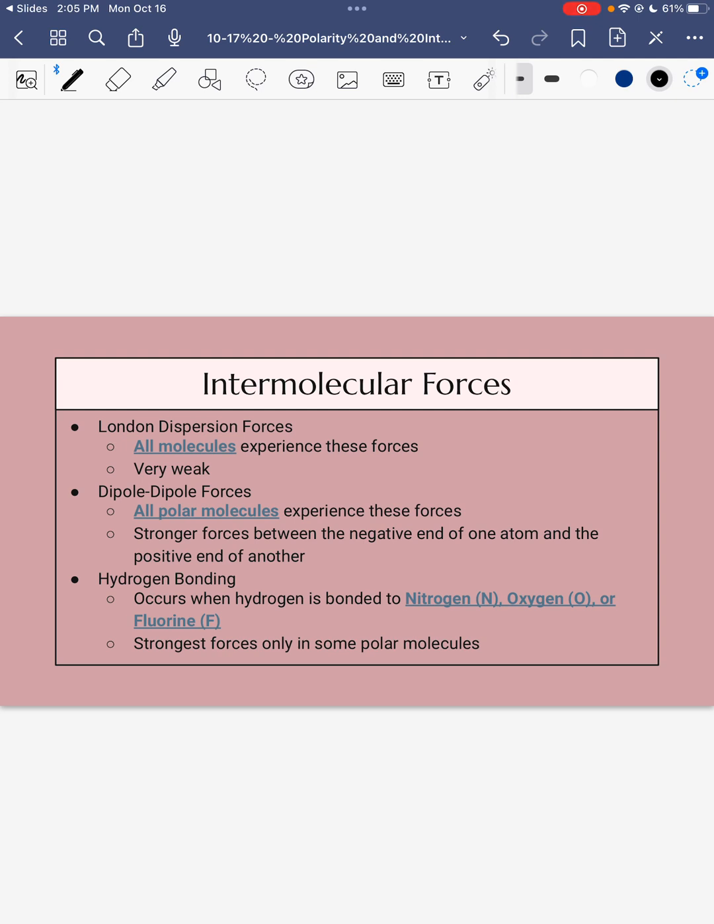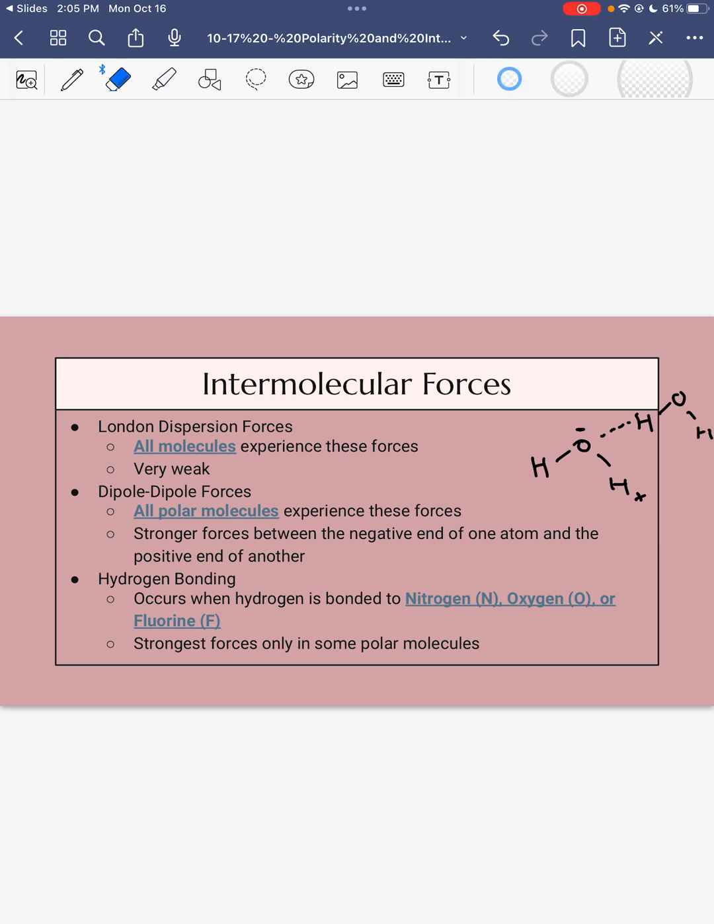The next type of intermolecular force is a dipole-dipole force. Dipole-dipole forces are experienced by all polar molecules. These forces are a little bit stronger, and they form between the negative end of one atom and the positive end of another. So if we look at water, the oxygen is slightly negative, the hydrogen is slightly positive, so there is a force between one and the other.